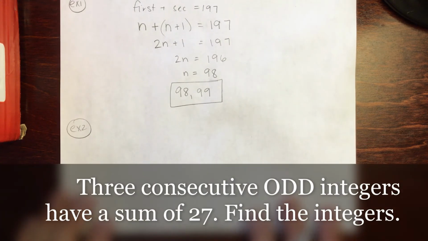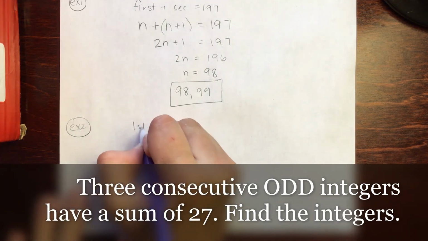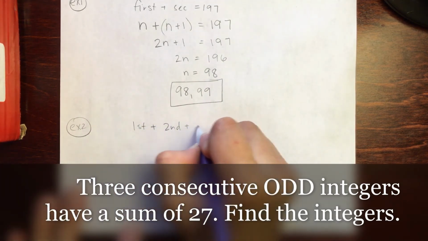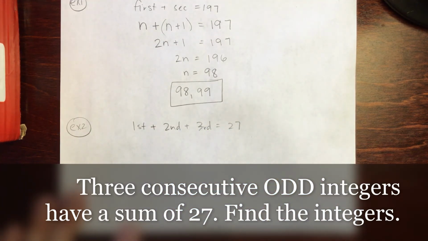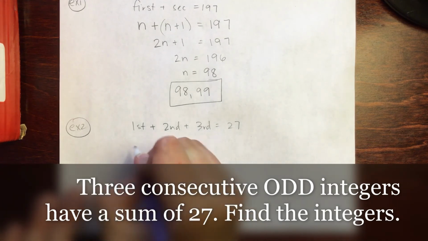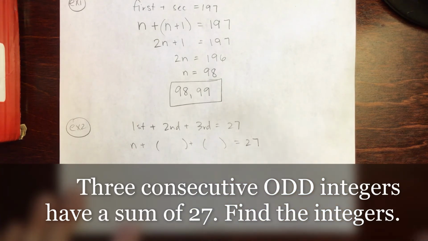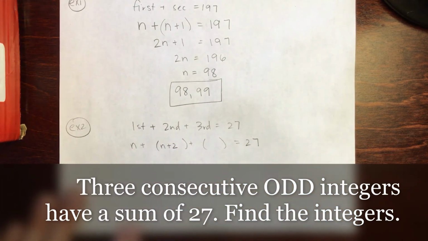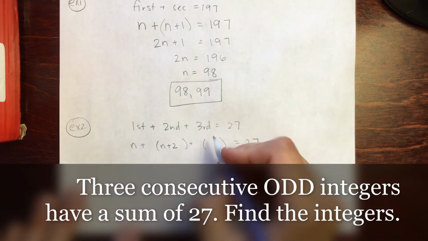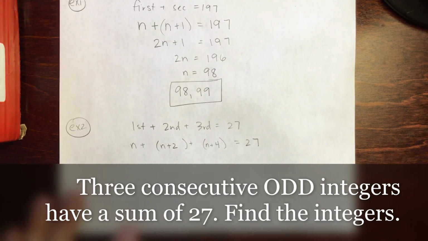All right, let's do another example. Three consecutive odd integers have a sum of 27. Find the integers. So my first number plus my second number plus my third number, I have three numbers and they're odd, equal to 27. So my first number is n. If these are consecutive odd integers, that means I need to add 2 to get to the next number. And I need to add 2 to that, so n plus 2 plus 2, to get my third number.